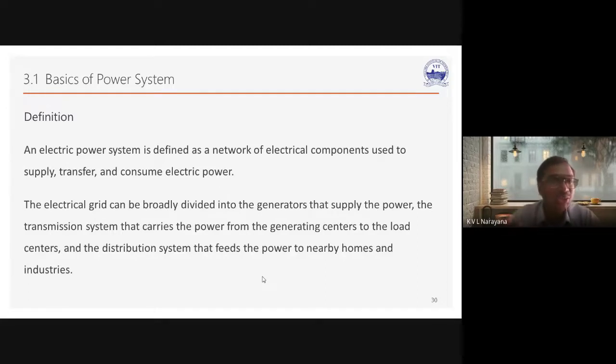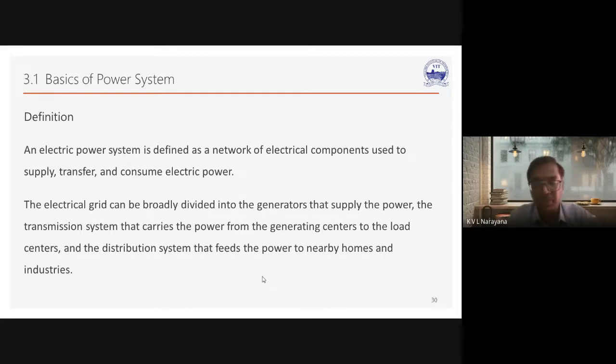So basically, as you all know, because you are all electrical engineers, you all know what a power system is. There are various electrical components involved in the power system, which are used to supply, transfer and consume the electric power. In a power system, there is generation, distribution and transmission. Simply, the combination of these three things can be considered a power system.